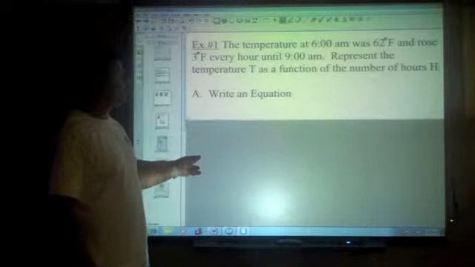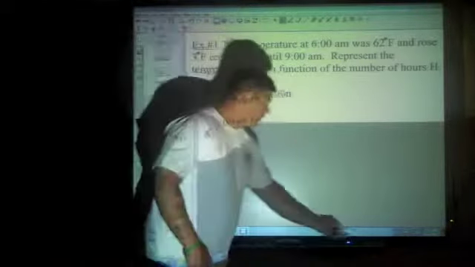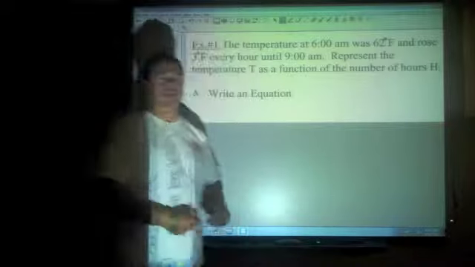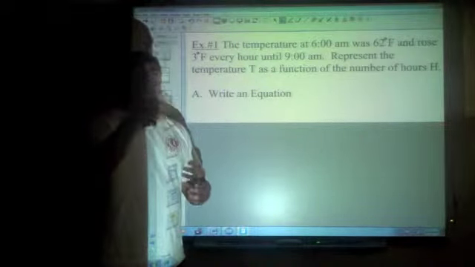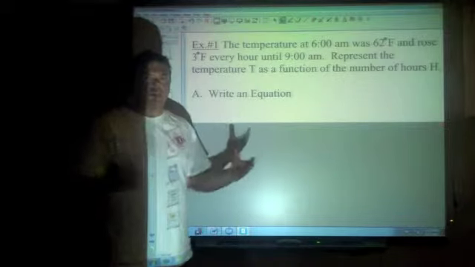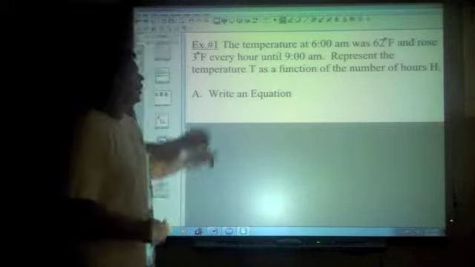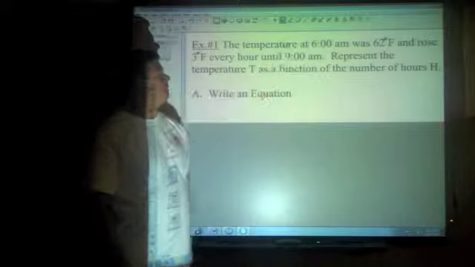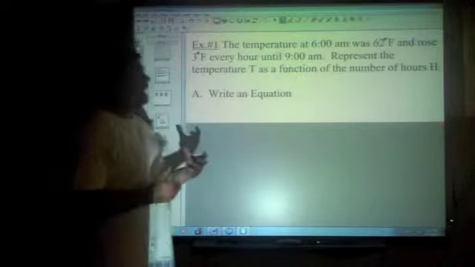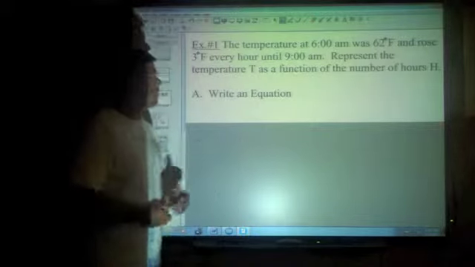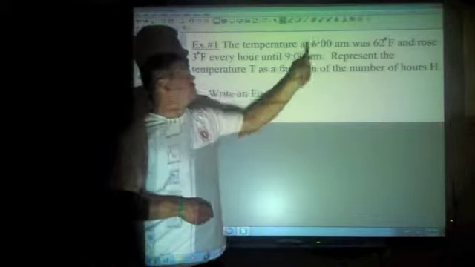First of all, we'll write an equation for this. Now this doesn't go on forever. It's not like it starts at a certain temperature and then every hour it goes up by 3 forever, because if it went on for like a month, we'd have insane temperatures. It only goes until 9 a.m. All right? So we don't want to put in the time like 6 a.m. or 7 a.m. We need to think about this in terms of when we start.